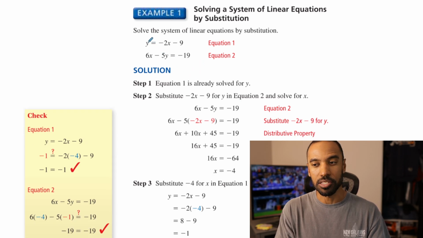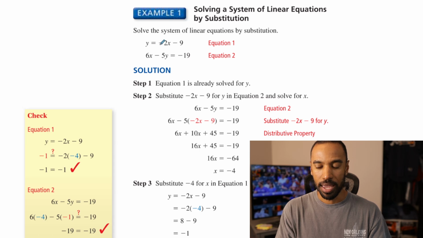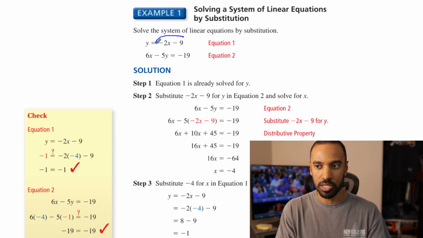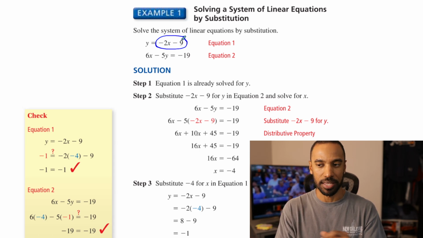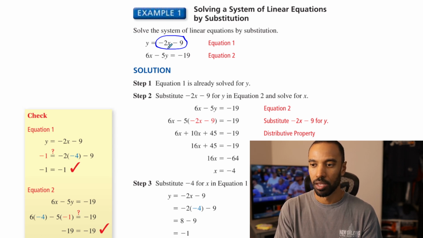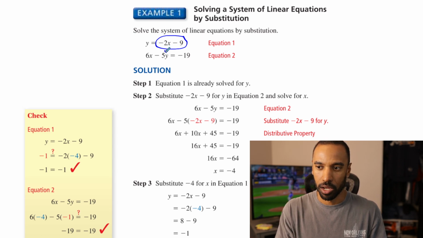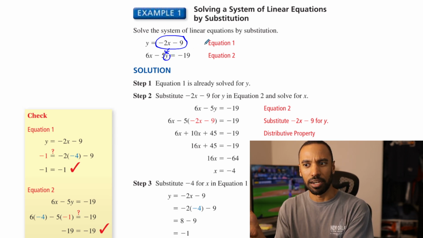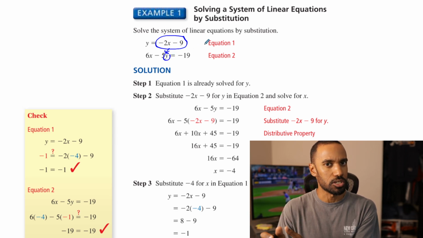y is already by itself in the top equation. If y equals negative 2x minus 9, that means negative 2x minus 9 can take y's place in any other equation in the system. So I can substitute for y right here with negative 2x minus 9. Just like if y just equaled negative 9, right? It would just take y's place. It's just a straight substitution.